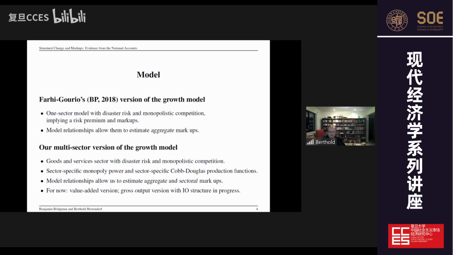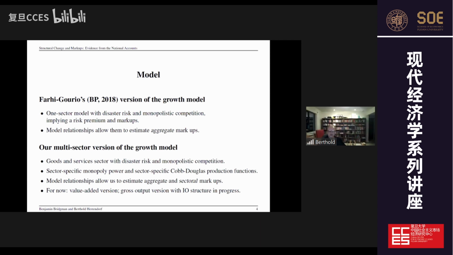There is a gross output version with an input-output structure in progress, but it doesn't work right now. And I think it's not my fault. So I'm just going to throw Ben under the bus. There are some issues we have with the gross output version and bringing it to the data.